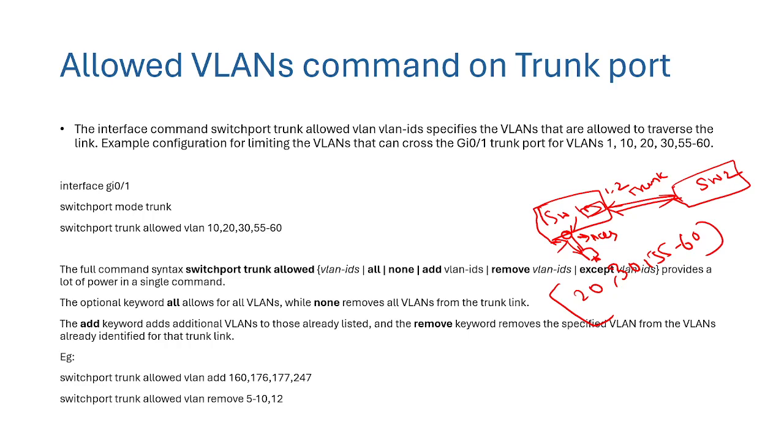As I mentioned, you can add VLANs. Consider I did the configuration, allowed VLAN, but now I want to add a few more VLANs. How do I do that? You should not do allowed VLAN again, because it will overwrite. For that, you need to use add: switchport trunk allowed vlan add. If you want to remove something, you can use the remove command for those VLANs.